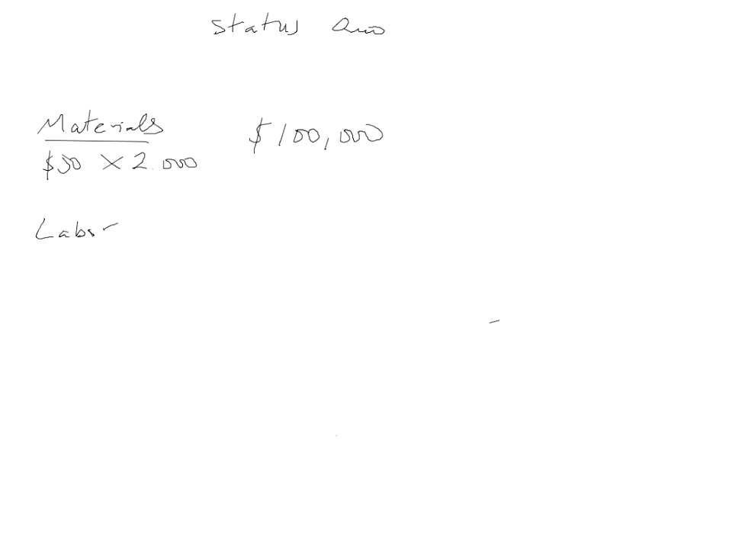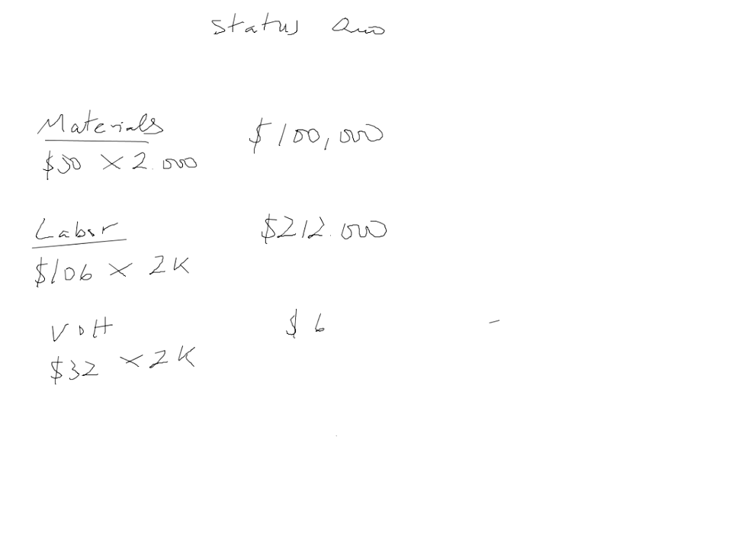Labor is 106 times 2,000, and that's going to be 212. Variable overhead is $32. And fixed overhead is 94. That's 188.